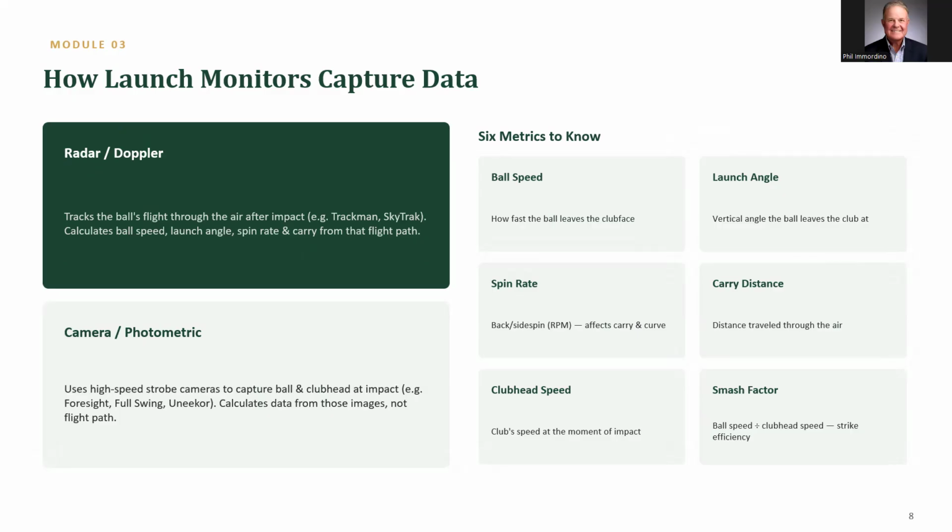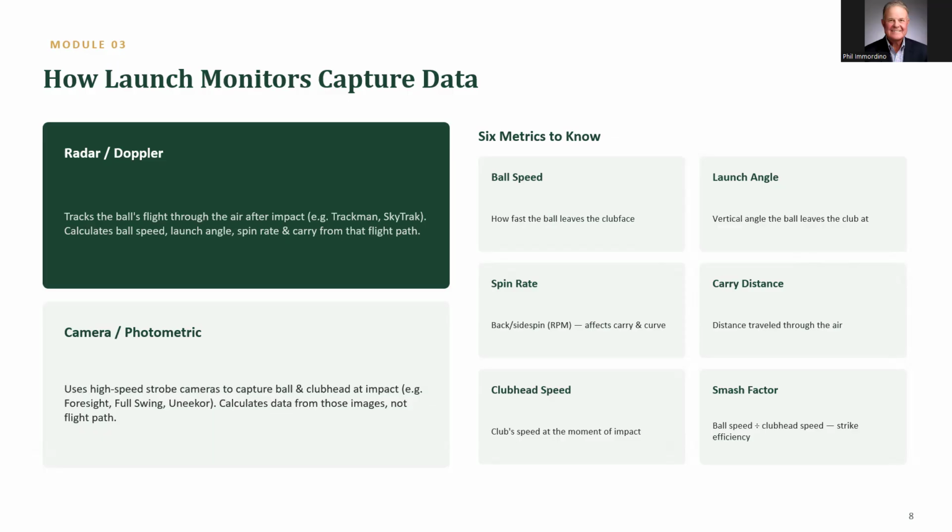There are two core approaches to capturing shot data. Radar or Doppler systems, like TrackMan and SkyTrak, sit behind or beside the ball and track its flight through the air after impact, calculating ball speed, launch angle, spin rate, and carry distance from that flight path. Camera or photometric systems like Foresight, Full Swing, and Uneekor use high-speed strobe cameras to capture the ball and club head at the exact moment of impact and calculate their data from those images rather than the ball's flight.